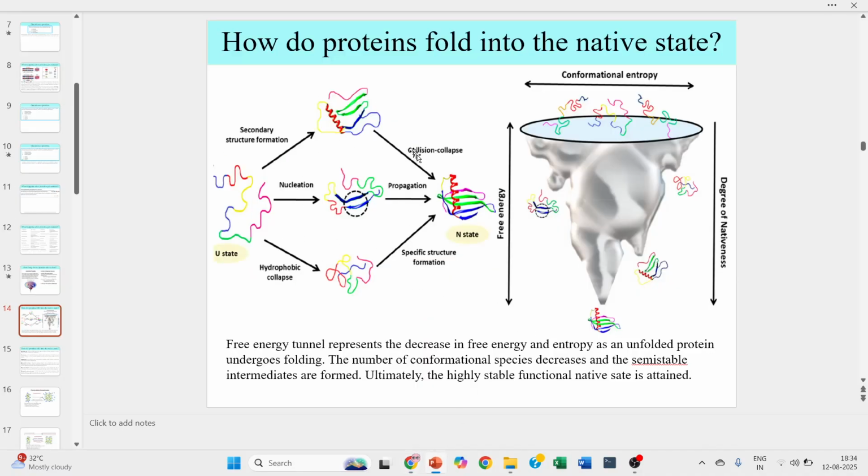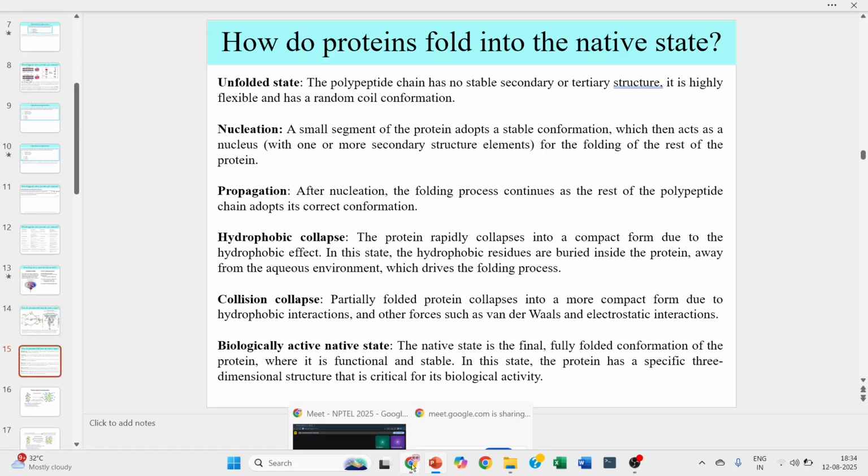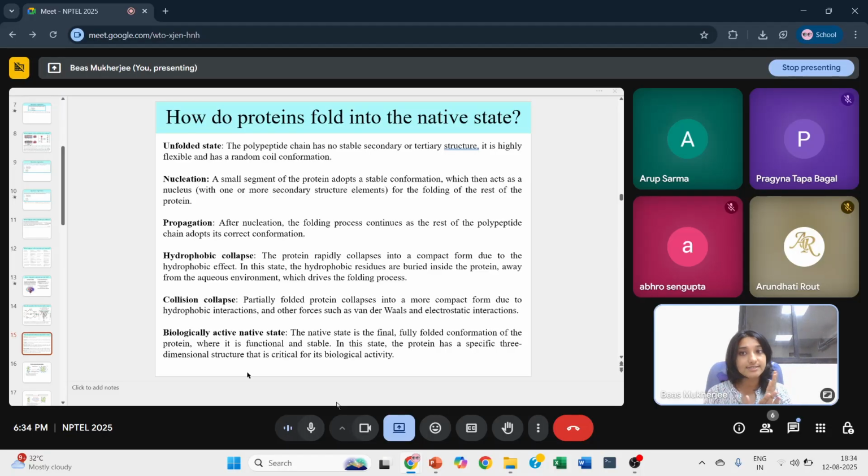Right, so we will look at this figure in more detail now. You can have a look at this figure and we will read about this in more detail. So see, initially what is there? There is this unfolded state. The polypeptide chain has no stable secondary or tertiary structure. It is highly flexible and has a random coil conformation. It is just formed after translation, right?